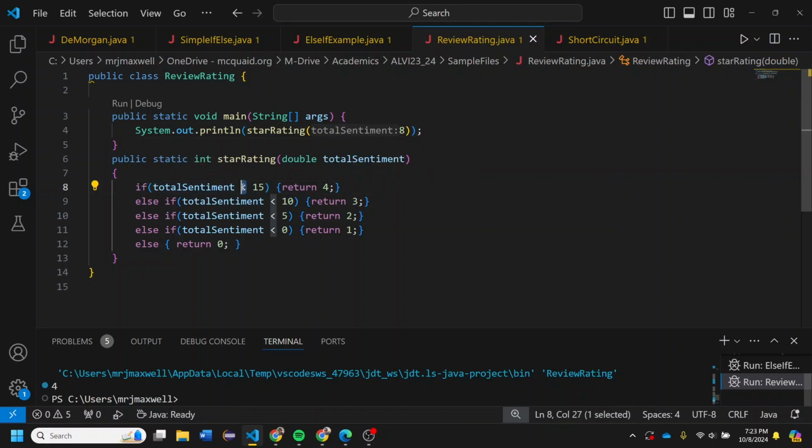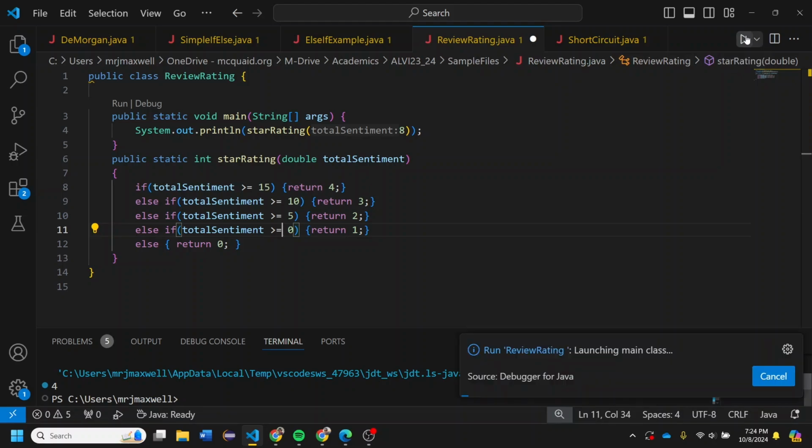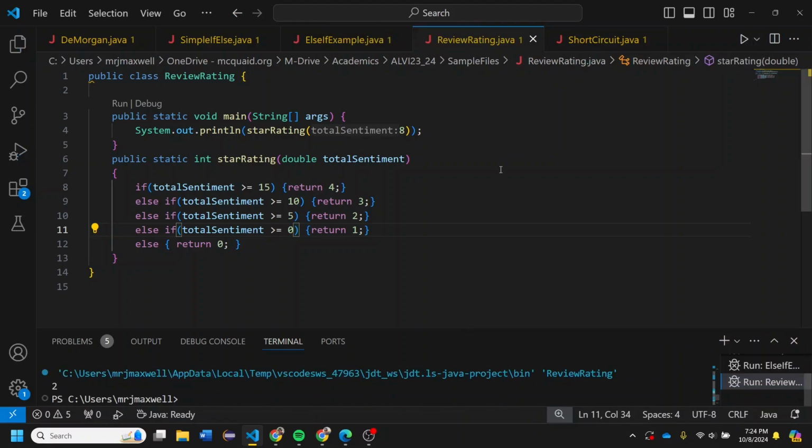So what I'm going to do is just kind of fix it by going greater than or equal to 10, greater than or equal to 5, and greater than or equal to 0. And let's see what an 8 returns. It should return a 2. And that's what it does. So there's an example of a badly written if-else structure where the conditions overlap each other and lead to a poor result. There's no compiling error, it's just what they call a logic error.